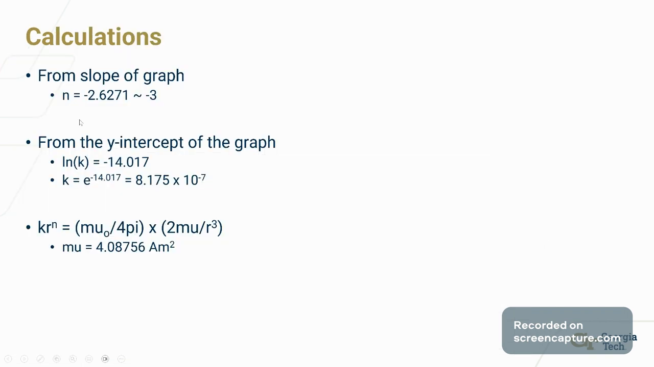So from the slope of the graph, the n was about negative 2.62, which is about negative 3. From the y-intercept of the graph, we could find that k was about 8.175 times 10 to the negative 7th. So using this formula here, we're able to find mu to be about 4.0756.